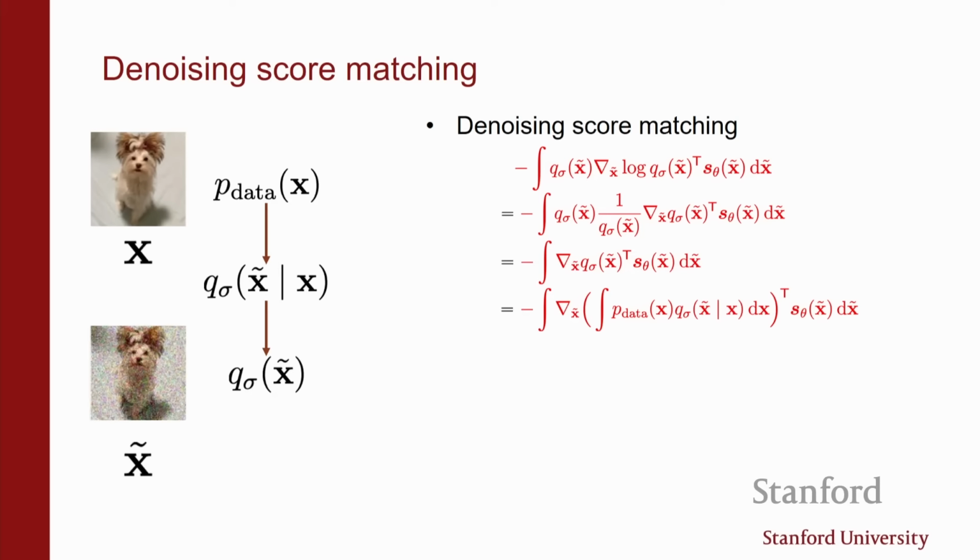And now we can see that this is linear, and so we can push the gradient inside the integral. And that's where things become a lot simpler, because now we are getting a gradient of this Gaussian density, and we no longer have to deal with the gradient of the data density.